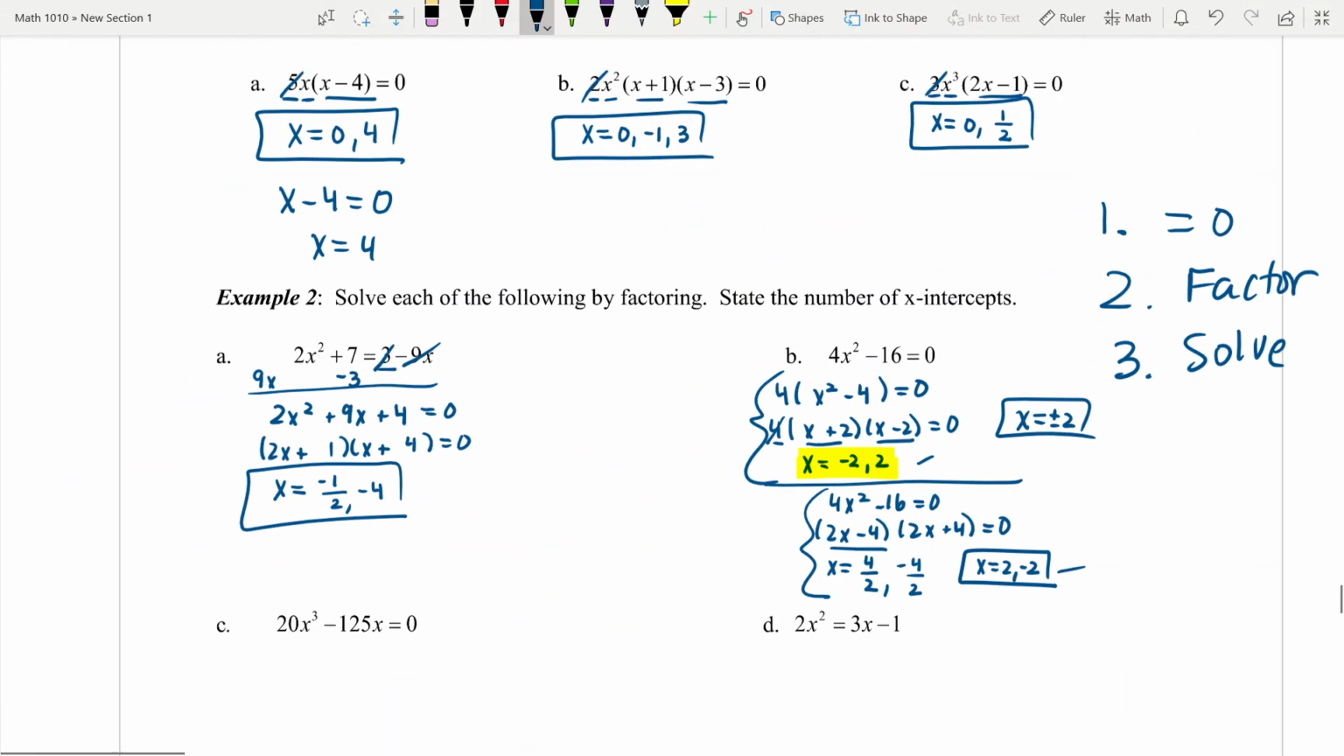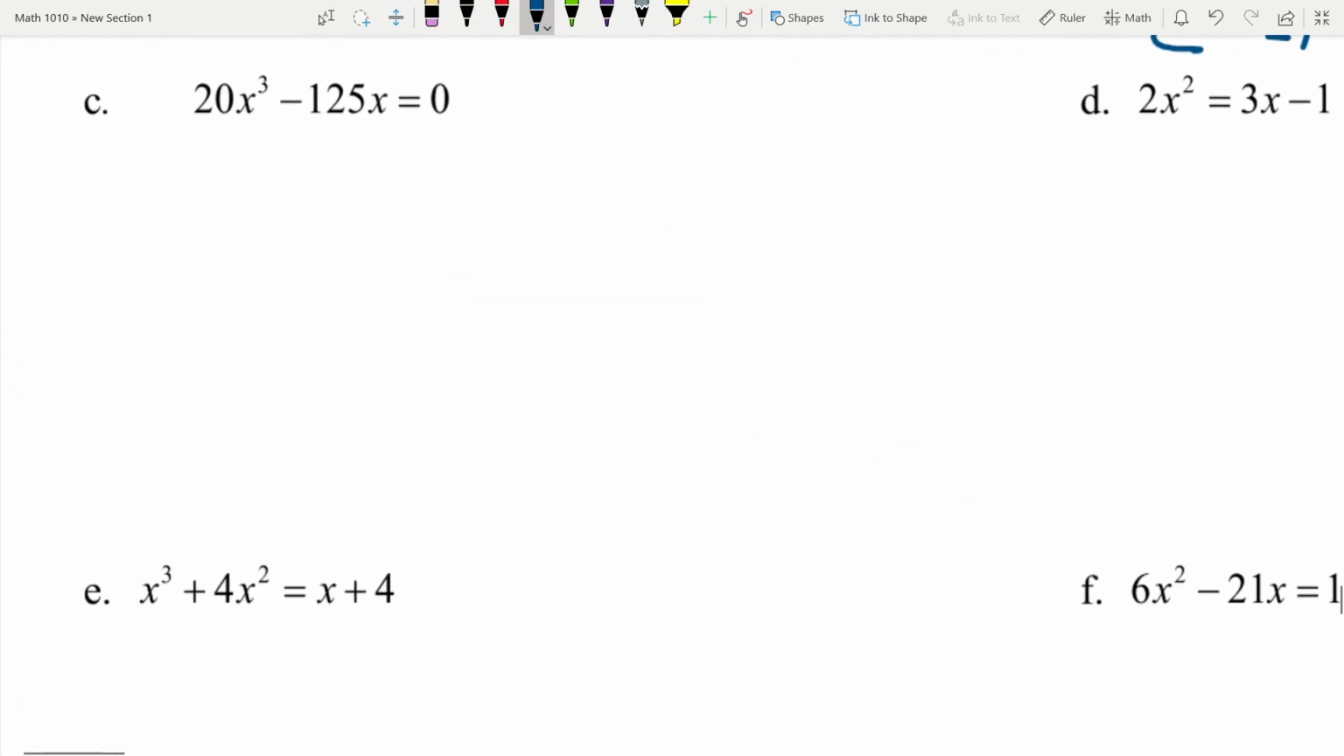Okay, here we go with question number 3. Step number 1, set it equal to 0, done. Step number 2, factor. What do we do? Take out a 5 and take out an x. Awesome. 20 divided by 5 is 4. 3 x's, take out 1, you still have 2. Minus 125 divided by 5 is 25. You have an x, you take it out, it's gone, equals 0. What do I do now?